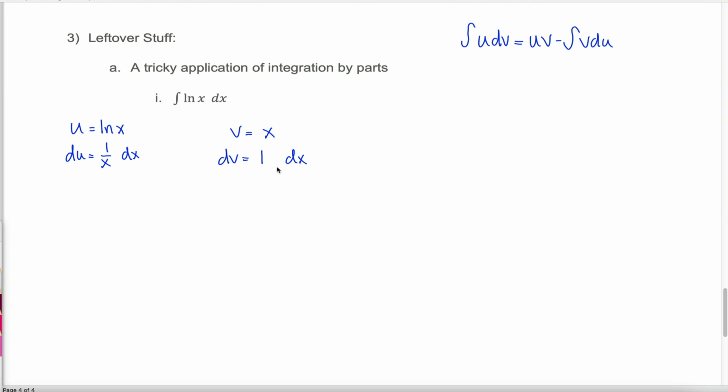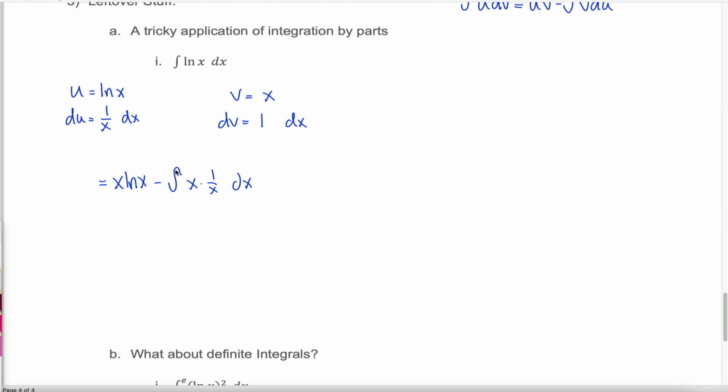The integral of u, natural log of x, times dv, 1 dx, is equal to u times v, so x natural log of x, minus the integral of v du, so x times 1 over x dx. By doing this kind of clever application of the integration by parts, I'm left with an integrand that doesn't involve the natural log anymore, which is kind of cool, right? Because I didn't know how to take the antiderivative of natural log, but I never needed to because I used that up in the u. So it allowed me to get around ever figuring out the integral of the natural log of x.